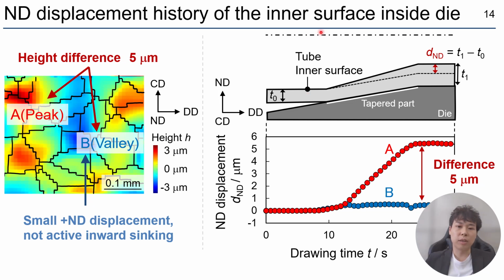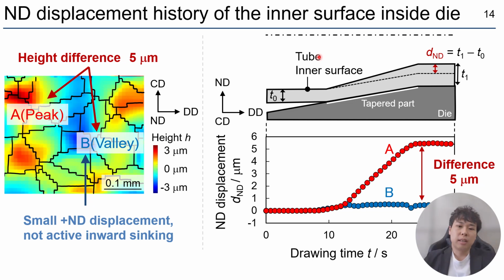What is important here is that position B didn't show negative ND displacement. Position B became a valley not because it moved downward, but because it moved upward less than the surrounding region.